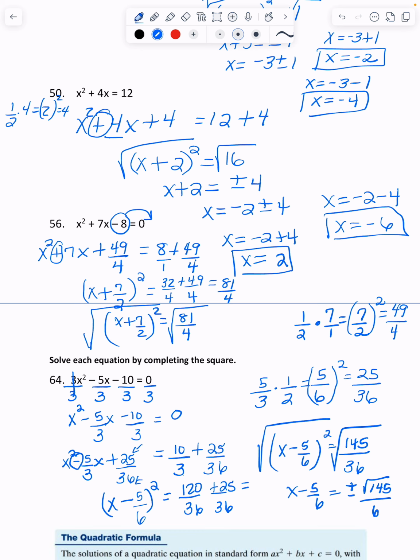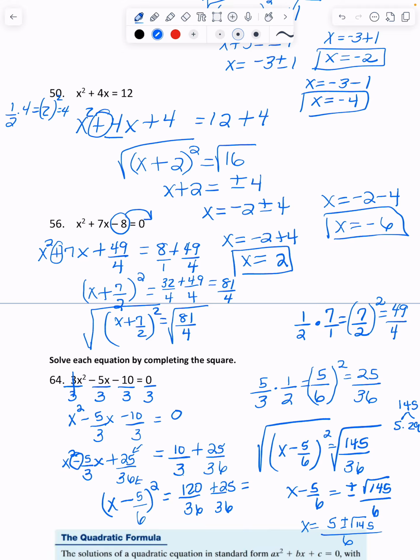So I see the 145 ends in 5. So I know that it's divisible by 5. So when I think about the factors of 145, that is 5 times 29. Both of those numbers cannot be broken down. So that means that I'm not going to be able to break the square root of 145 down. So all I need to do is to solve for x. So since it's negative 5/6, I'm going to add 5/6 to both sides. So this is going to be my answer.